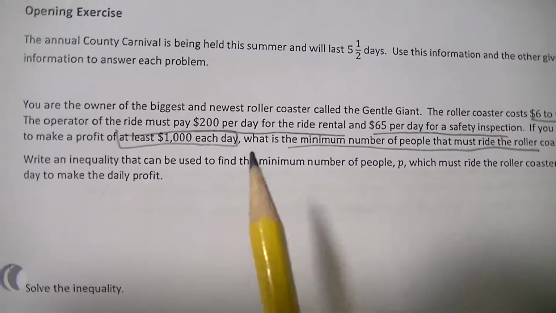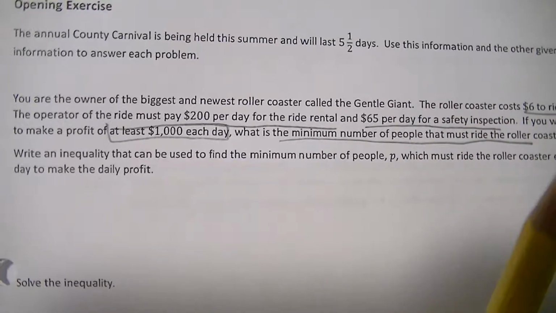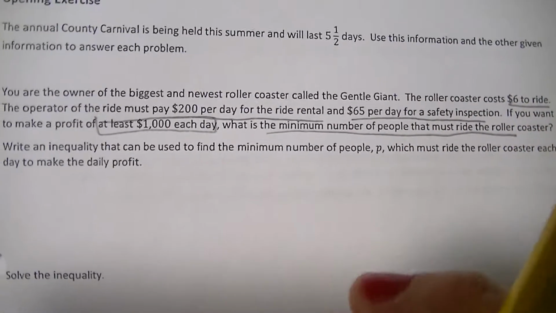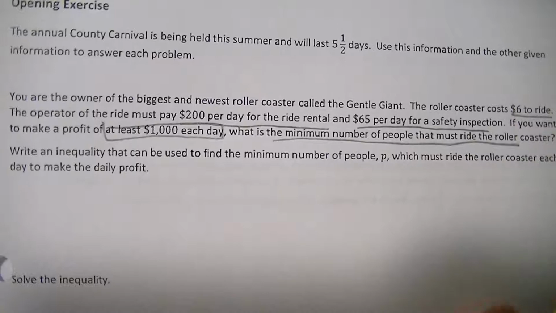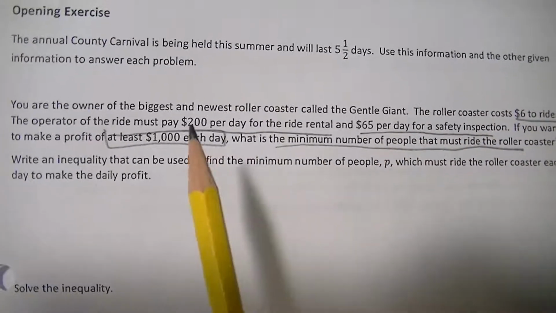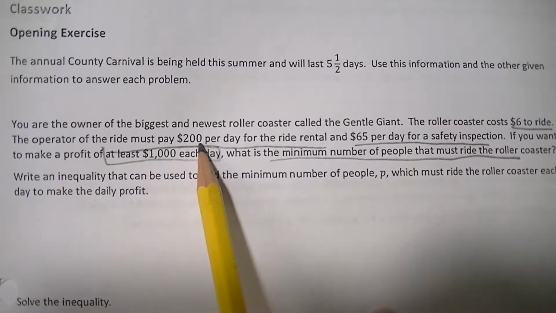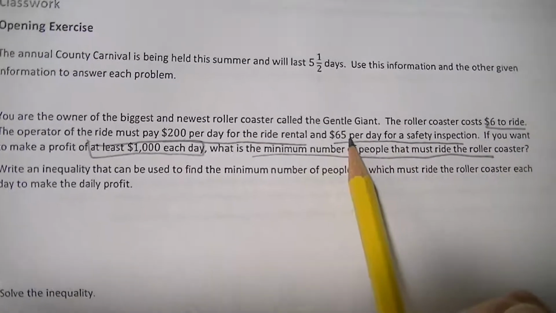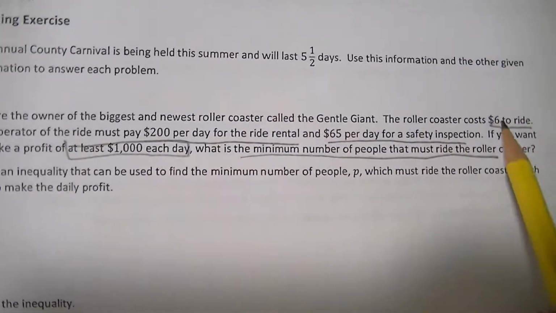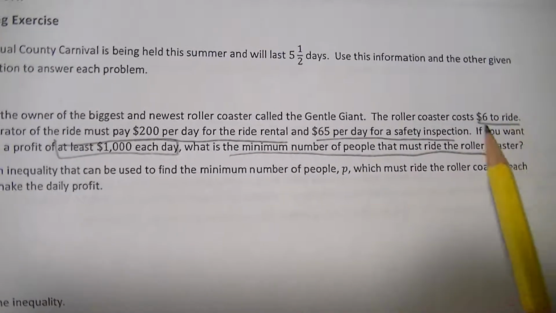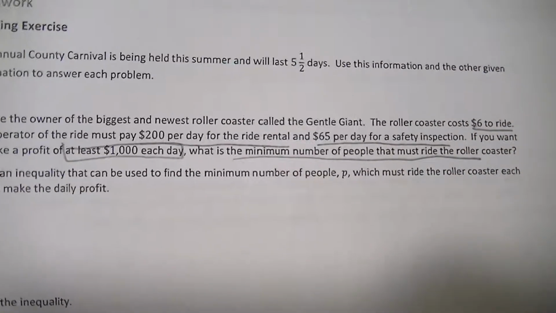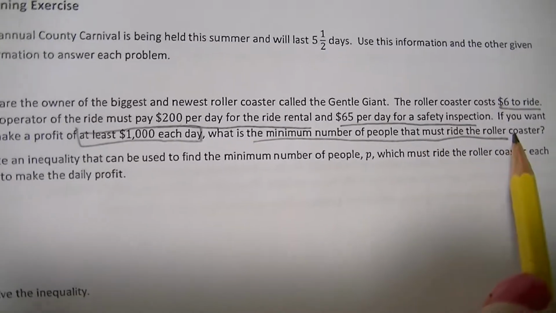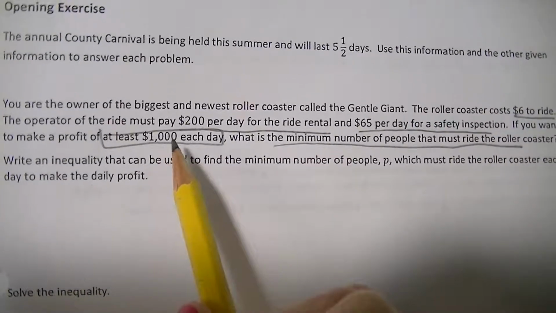So picture that. You own the roller coaster. You charge $6 per person to ride it, and you can make a lot of money on that. But unfortunately, each day that you run that roller coaster, you fork out $200, and you also have to pay $65 for an inspection. So it's not all happiness, because of course you have bills to pay with any business. So the question's asking, what's the minimum number of people that must ride that roller coaster if you want to make at least $1,000 a day?